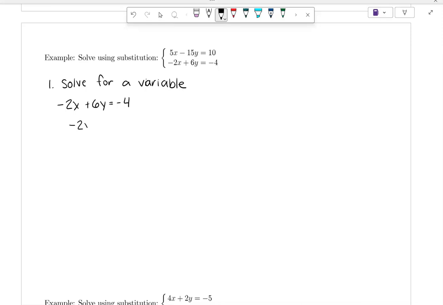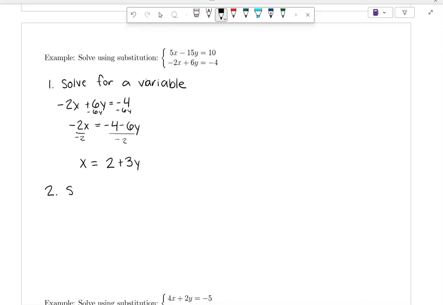So we'll subtract the 6y over. And then here's what I'm talking about. When we divide right here, it's not going to be a fraction. It'll look pretty. So we'll divide by negative 2, and then we get x equals 2 plus 3y. Is everybody good that far? All right.